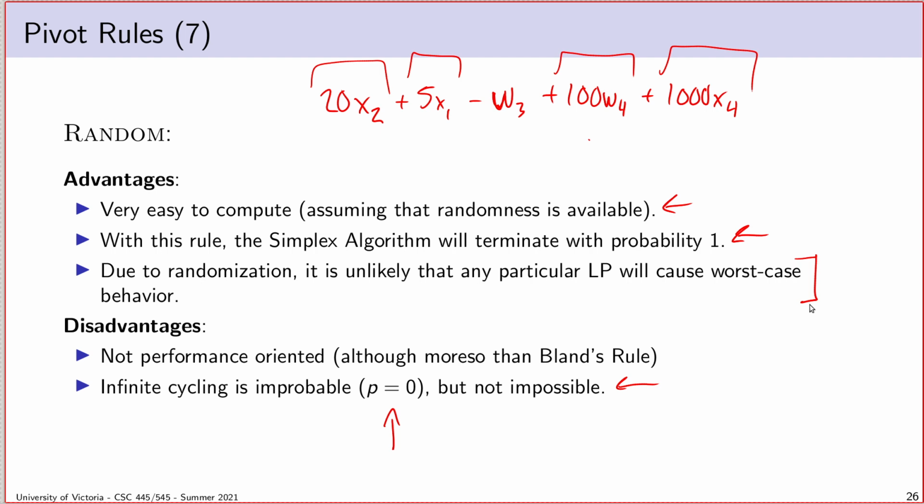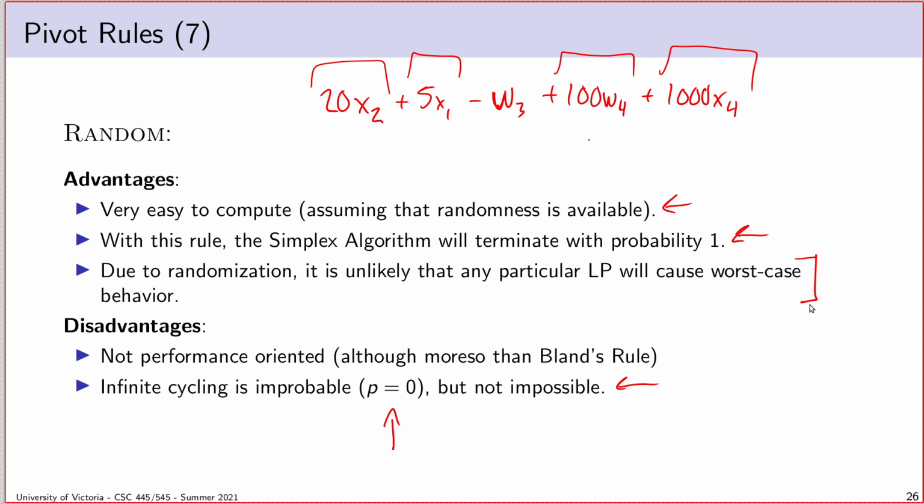Due to randomization, we'll see that there are worst case inputs to the simplex method for any pivot selection rule. Cases where the simplex method will go through every vertex of the polytope, which could be an exponential number. It won't cycle, but it will go through an exponential number of steps.